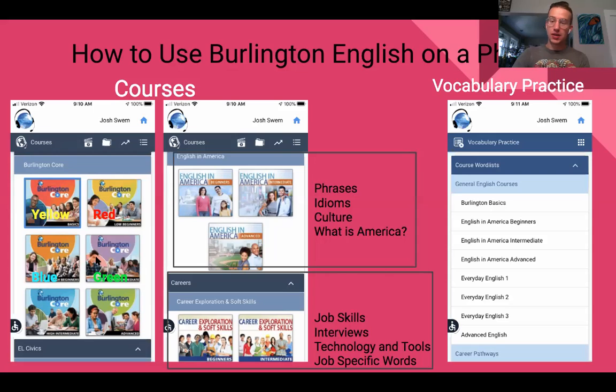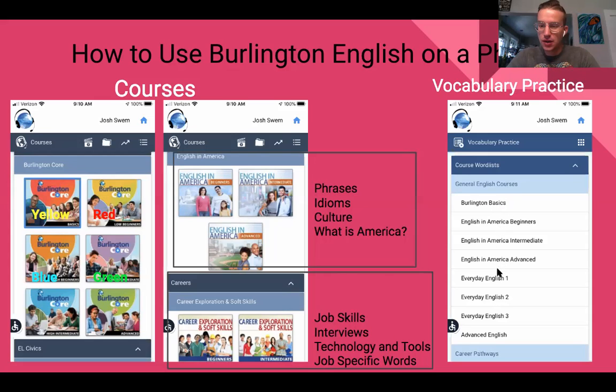That's all in courses. When you go to vocabulary practice, it's easier because there are simpler, smaller choices. There are fewer choices for you to choose from.